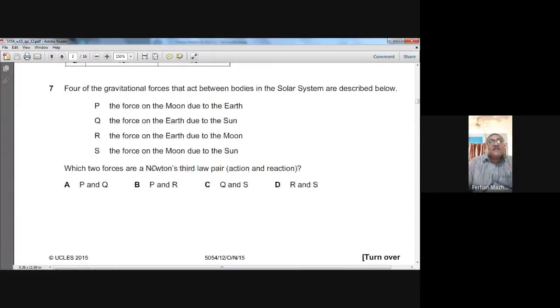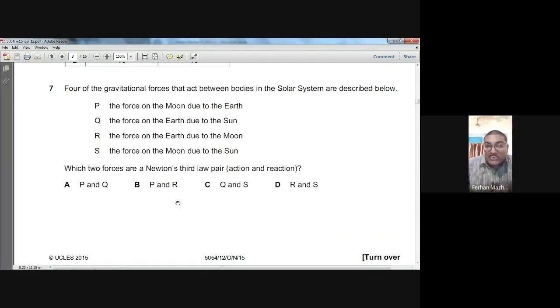Question number 7 is on your screen right now. Four of the gravitational forces that act between bodies in the solar system are described below. P, the force on the moon due to the earth. Q, the force on the earth due to the sun. R, the force on the earth due to the moon. And S, the force on the moon due to the sun. Which two forces are a Newton's third law pair, action and reaction?